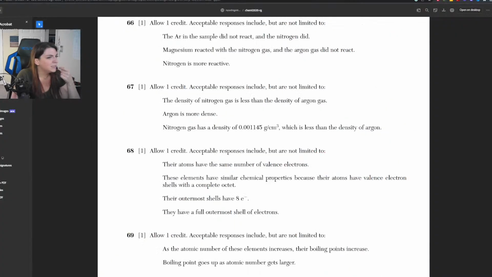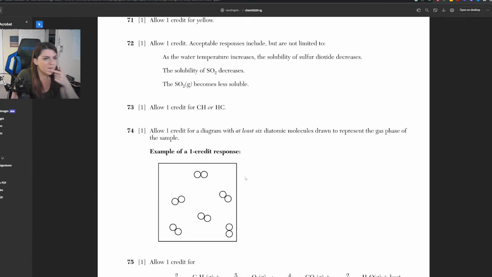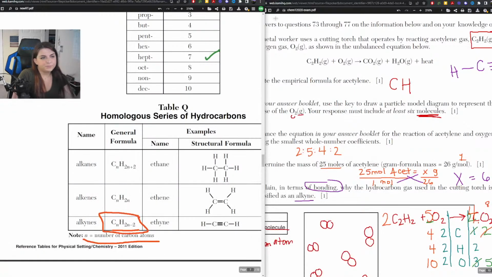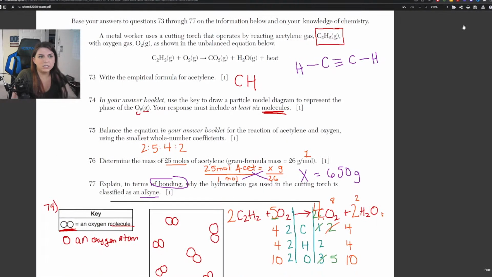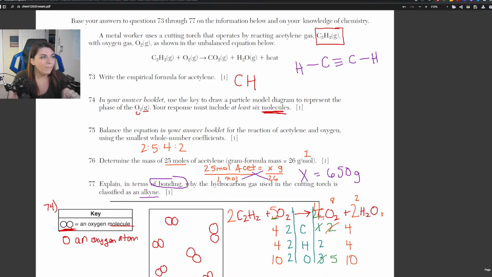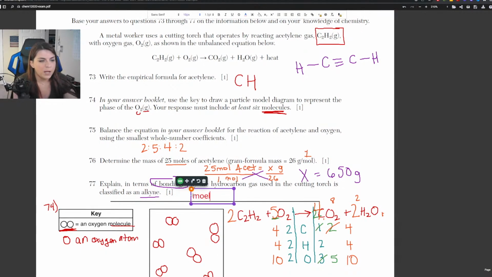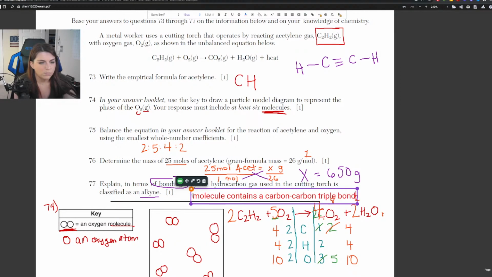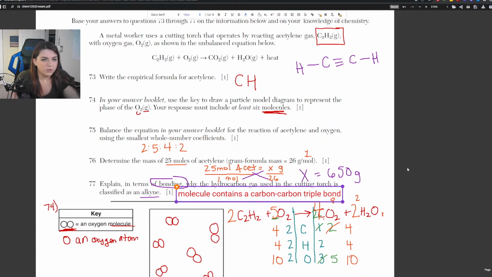And I'm going to pull up what the key says. Each molecule has a triple carbon-to-carbon bond. The 2 carbons share 6 electrons. Each molecule has a triple bond, and alkynes have a C triple bonded to a C. So all of it is about triple bonds. None of it is allowed to be about that formula because specifically it talks in terms of bonding. So my answer would have been molecule contains a carbon-carbon triple bond. And that would have been my answer for that.